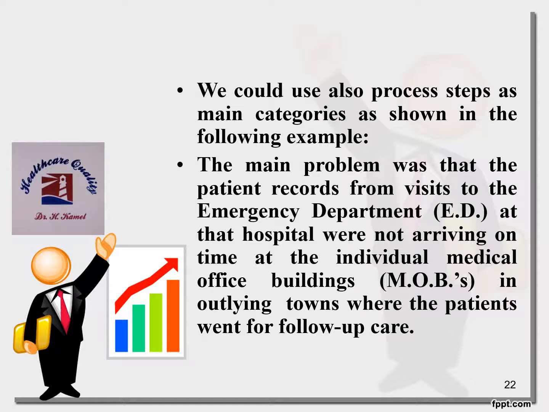We could also use process steps as main categories, as shown in the following example. The main problem was that the patient records from visits to the emergency department at the hospital did not arrive on time at the individual medical office building in outlying towns where the patient went for follow-up care.